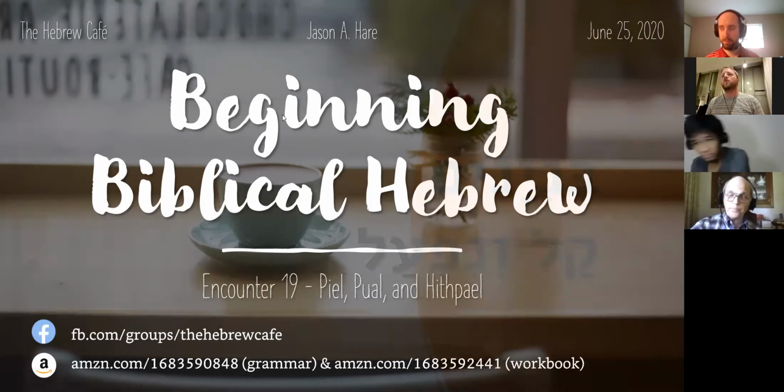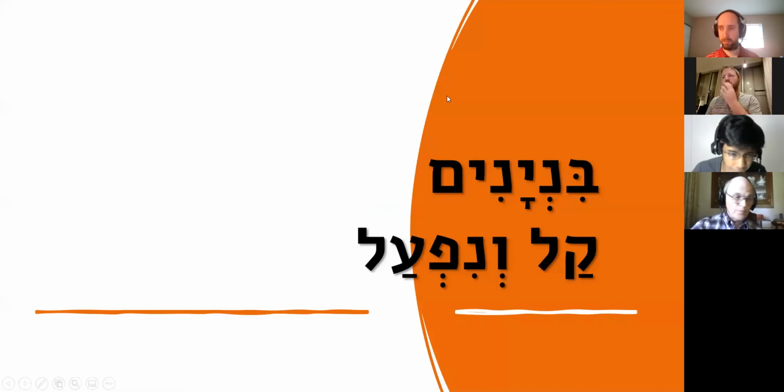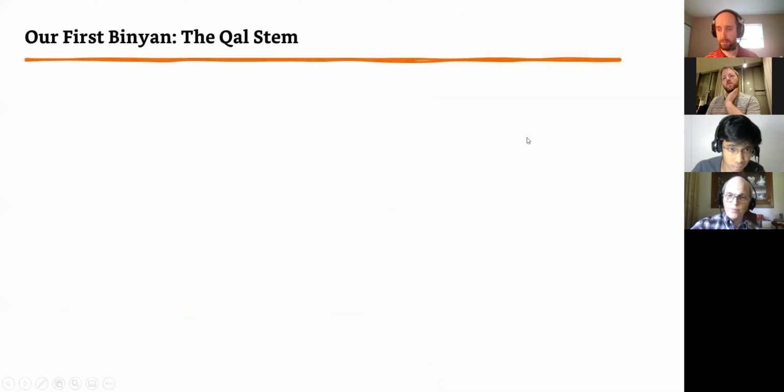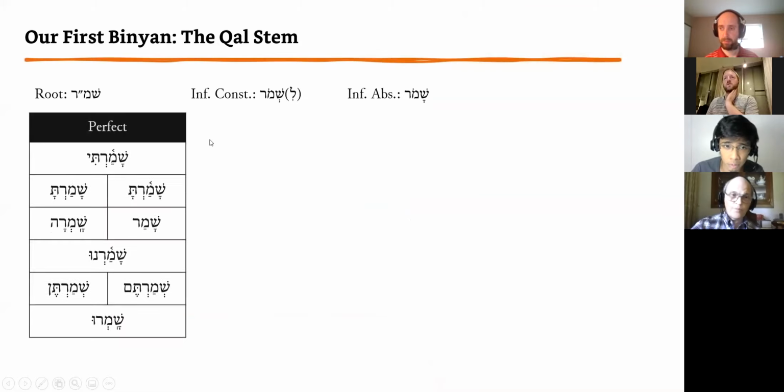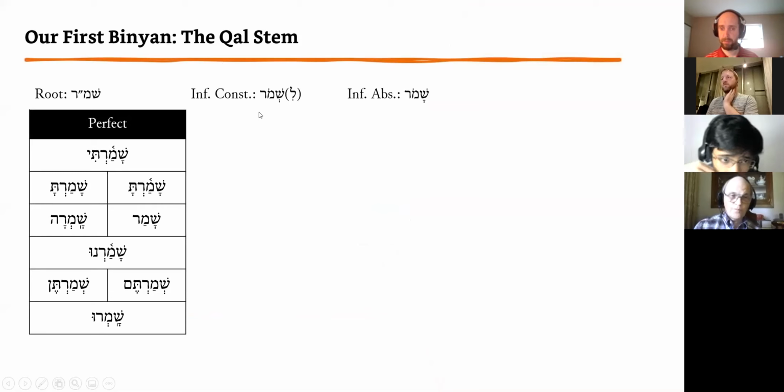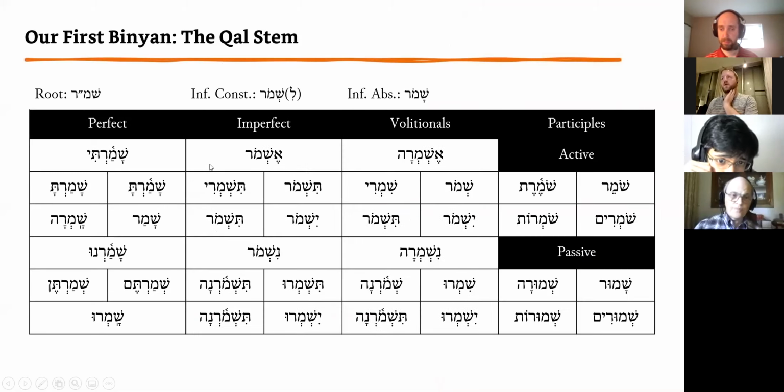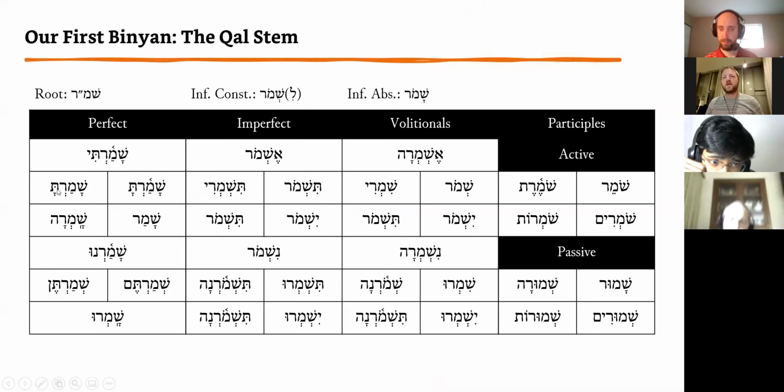So here we go. Beginning Biblical Hebrew. We're looking at Binyanim, Qal, and Nifal. This is our review from the last couple of meetings. So our first binyan was, of course, the Qal system. This should all be reviewed, so we're going to just click it up here real quick. Shamarti, the perfect is the suffix tense, where we've got the T, tat.